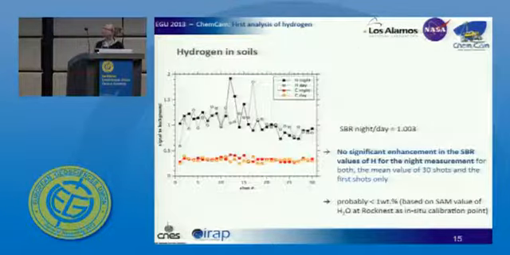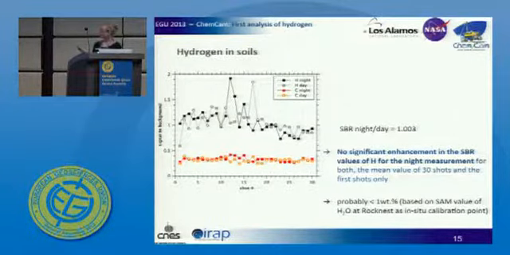And what we found is that there's actually no enhancement in the hydrogen signal overnight. So you can see here the hydrogen signal for night and day plotted in black and gray, and also the signal for the carbon line. And there's no variation, so at least we didn't find it. And this is probably due to less than 1 weight percent, which is a calculation, more or less quantitative, based on the SAM value of the water at Rocknest as an in situ calibration point.